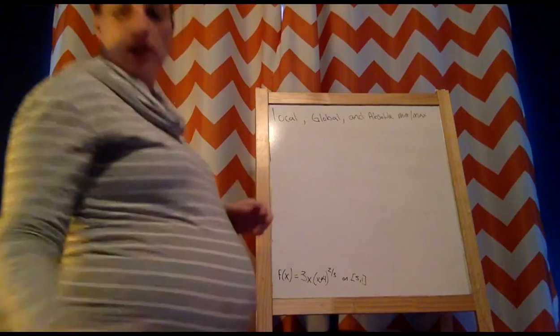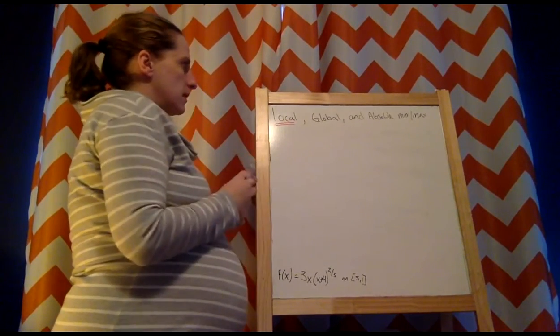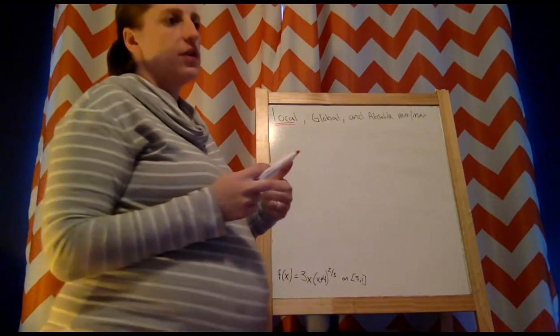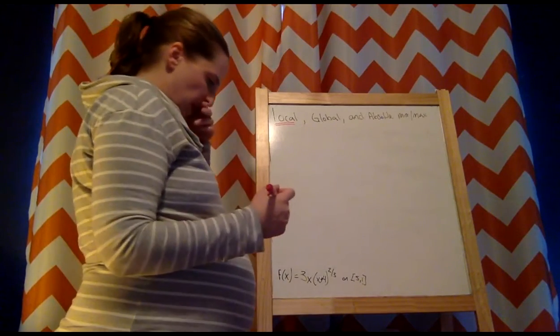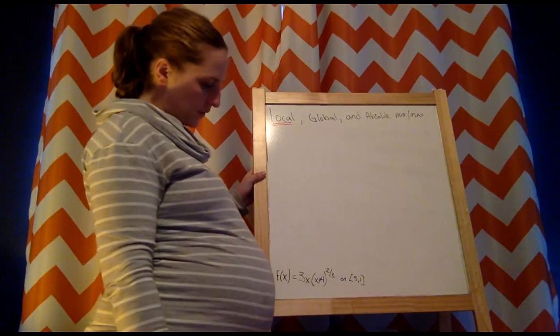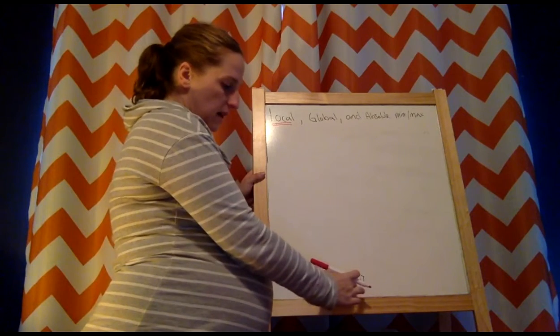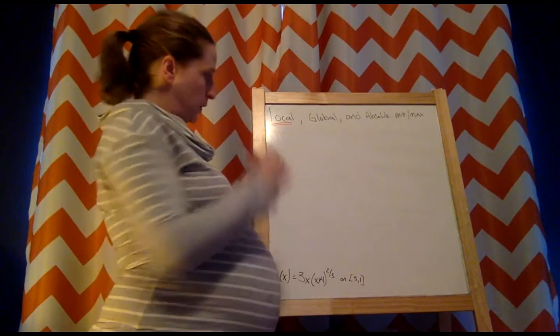And we find local mins and maxes by finding critical points using our first derivative and then using our first or second derivative test to find whether they're a minimum or a maximum. So let's go ahead and do that with our function down here, f of x equals 3x times (x plus 4) to the 2/3. I'm not going to worry about the interval [-5, 1] because that's only going to come into play when we're talking about absolute.